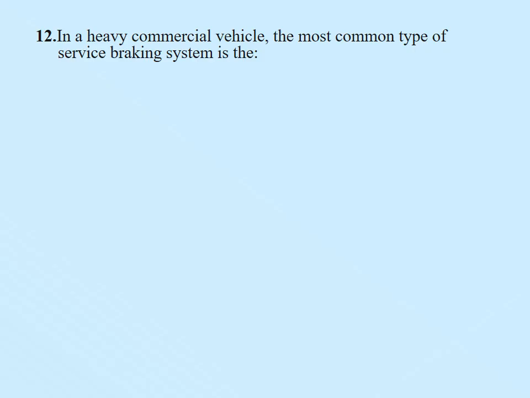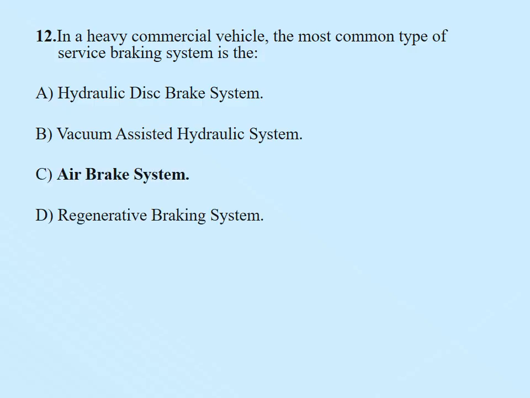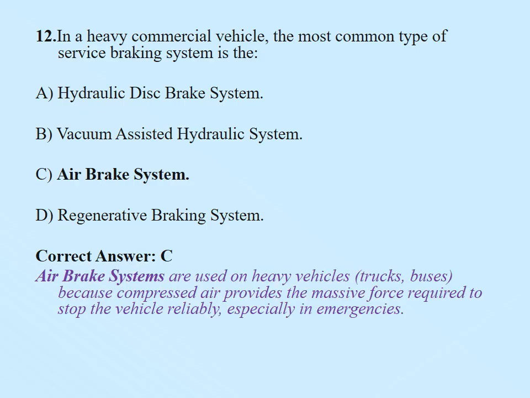Question number 12. In a heavy commercial vehicle, the most common type of service braking system is the: A, hydraulic disc brake system; B, vacuum assisted hydraulic system; C, air brake system; D, regenerative braking system. Correct answer is C. Air brake systems are used on heavy vehicles because compressed air provides the massive force required to stop the vehicles reliably, especially in emergency.